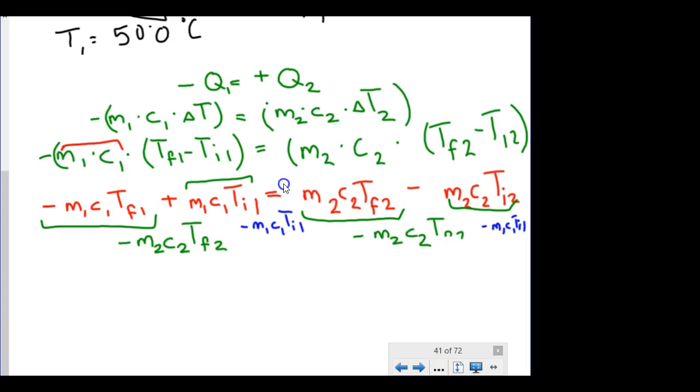So a positive and a negative, that is going to cancel out. M2C2 TF2. Okay, I did have it correct.